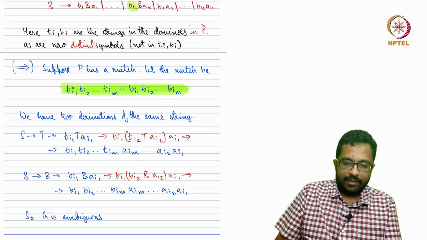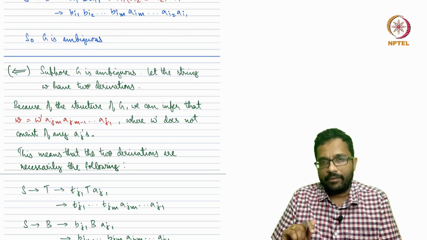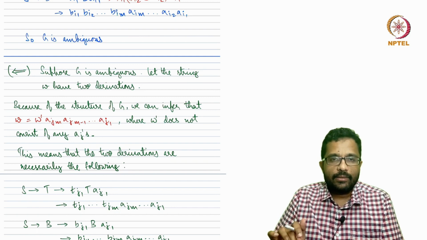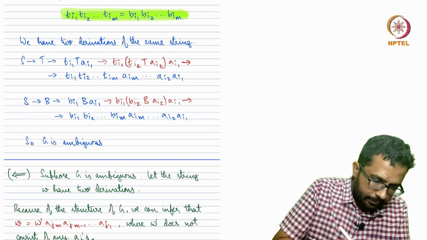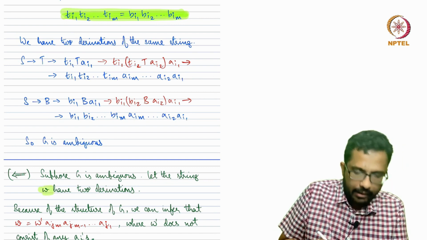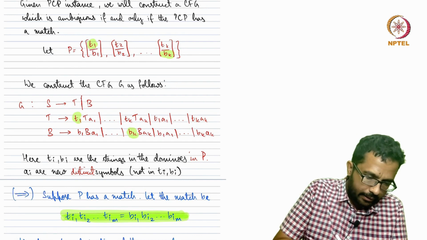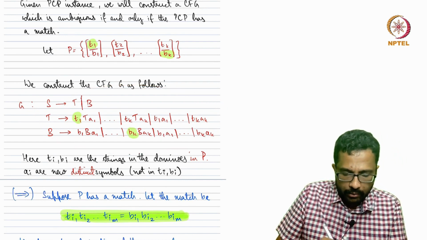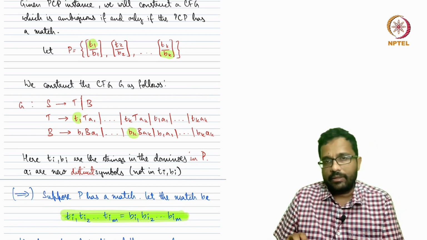Now the reverse direction. If the grammar is ambiguous, we have to show that the PCP has a match. So let there be some string which has two derivations. Let the string be W, and let it have two derivations. Now notice the structure of the grammar here. Whenever we apply a rule, some a1 or a2 or something gets appended towards the end of the string, right?